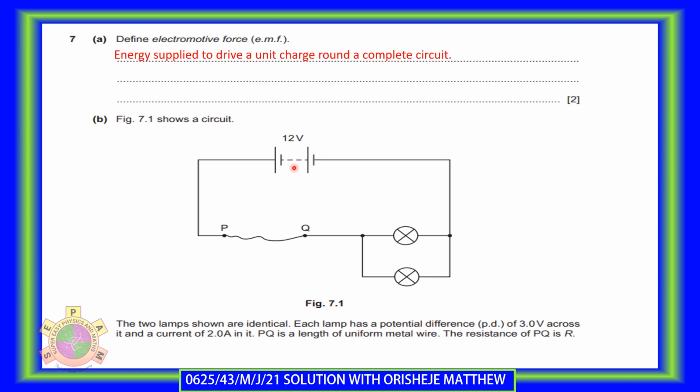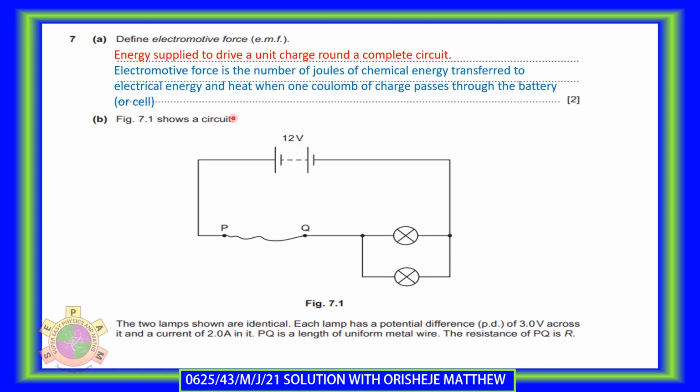The electromotive force of a battery is the energy supplied by the battery to push or drive a unit charge around the circuit. So to move 1 coulomb of charge around this circuit, the work done is the electromotive force of the battery. Or secondly, you can say in terms of energy, it is the number of joules of chemical energy transferred to electrical energy and heat when 1 coulomb of charge passes through the battery or cell. So that is the electromotive force.